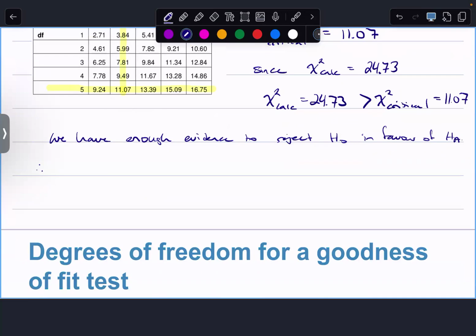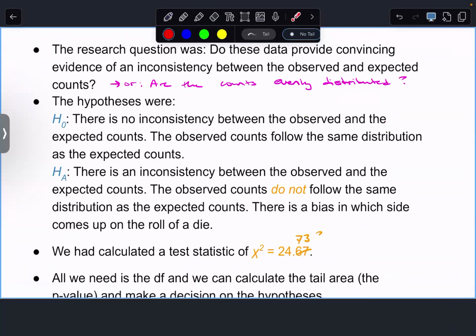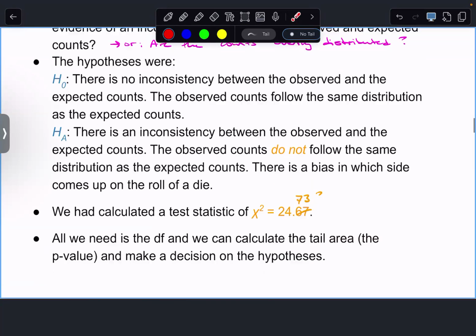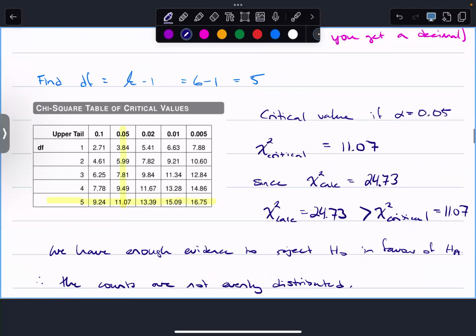Therefore, and we just reword the question as an answer. Do these data provide convincing evidence of an inconsistency between the observed and expected counts? Yes, it does, right? Because we rejected H naught. Or the counts are not evenly distributed. Therefore, the counts are not evenly distributed. This is using the critical value approach.